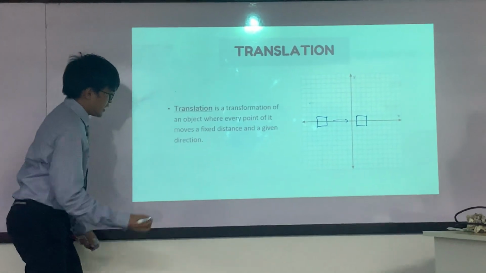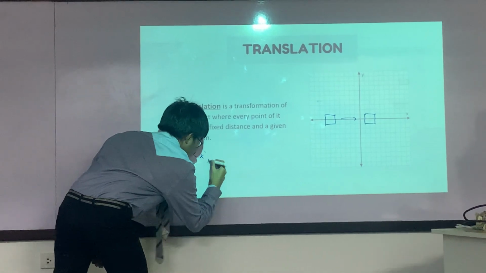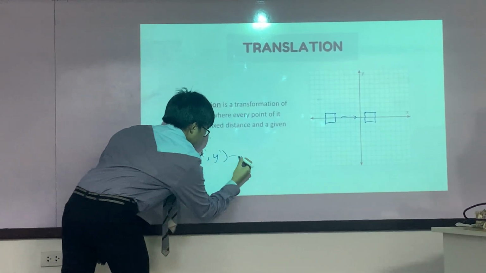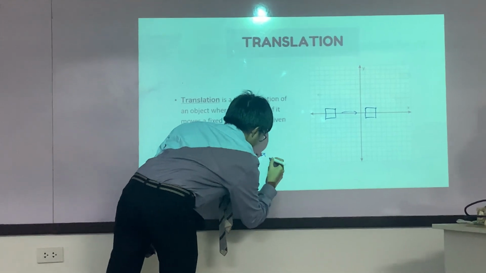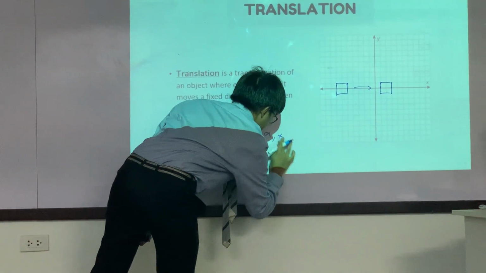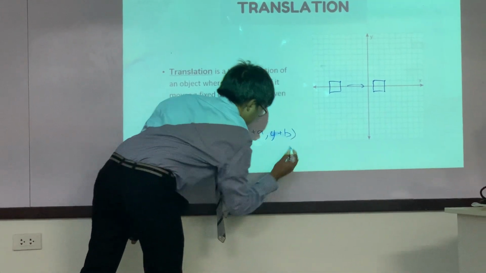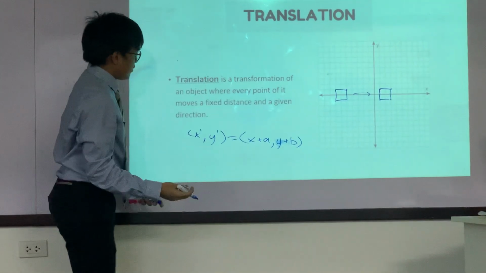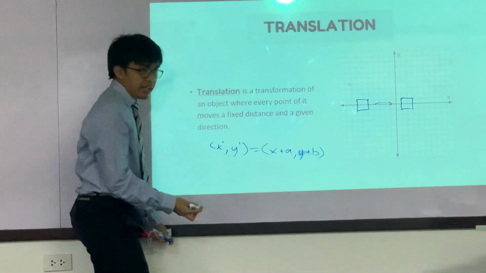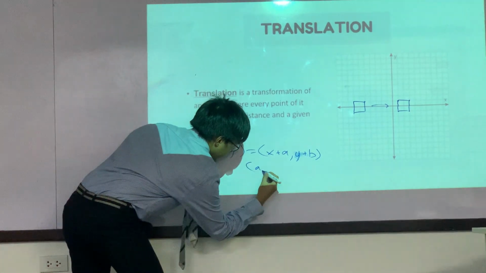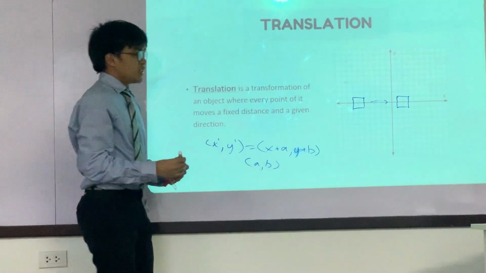This can be expressed mathematically as this, where a and b is the vector of translation.